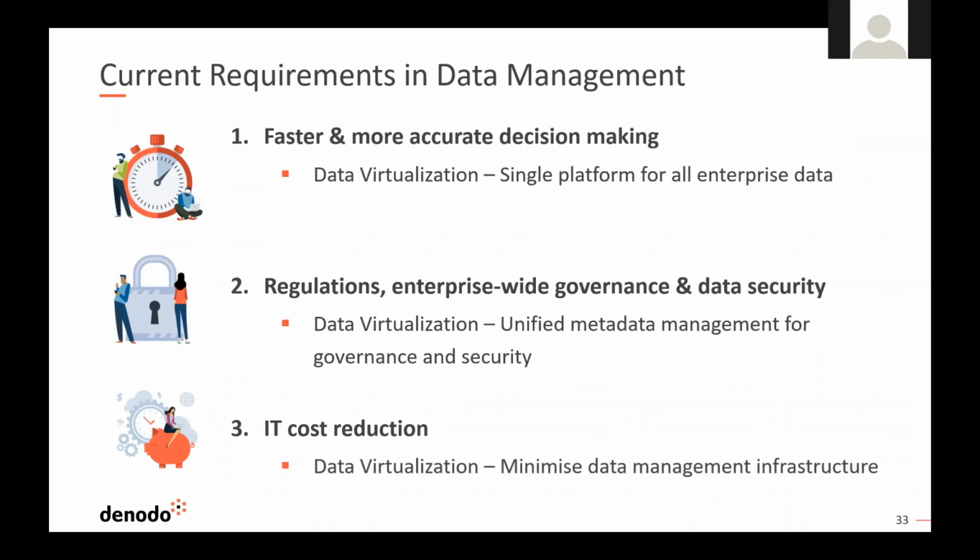And then finally, we're minimizing the cost of the data management requirement because we're minimizing the amount of infrastructure, making the cost of change less, or the impact of change far less. We're introducing agility, whether that's adding new data sources or changing requirements. So data virtualization as a platform, as a technology, allows us to meet all of these three requirements.